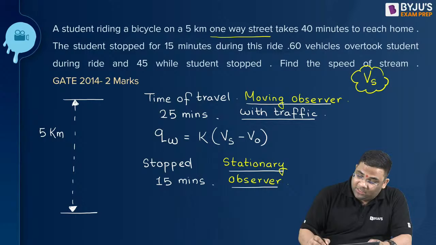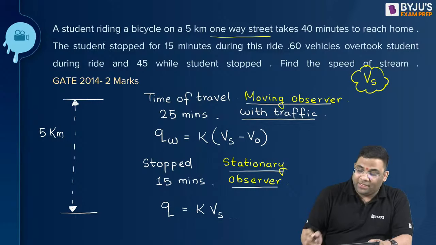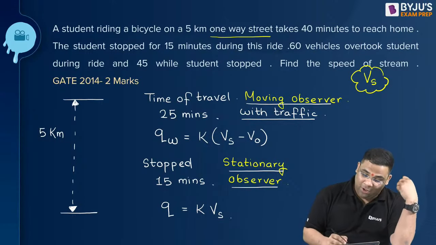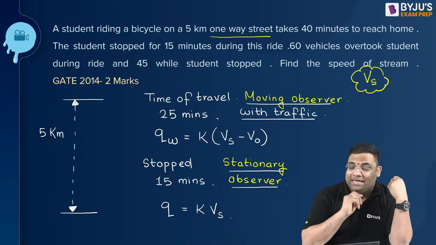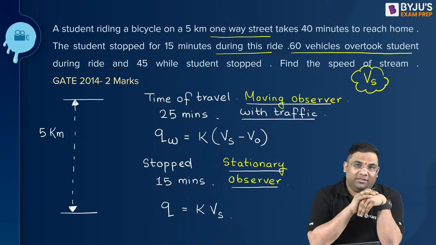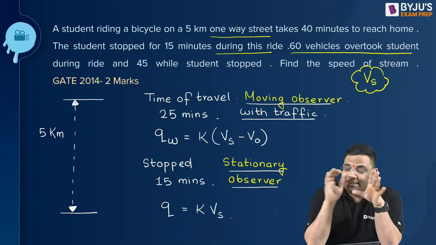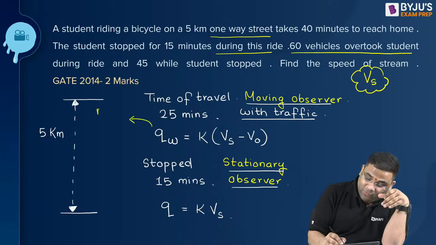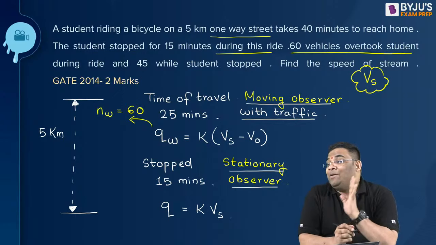For the stationary observer, the equation will be simply Q = K·Vs. Now, what is written? During the ride, 60 vehicles overtook the student. Okay? 60 vehicles overtook the student. So, can I say Nw is 60?